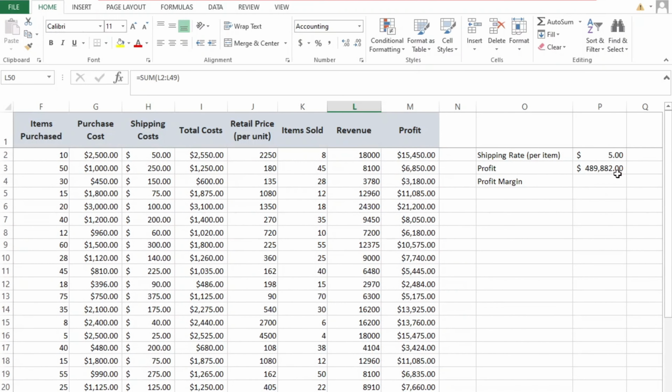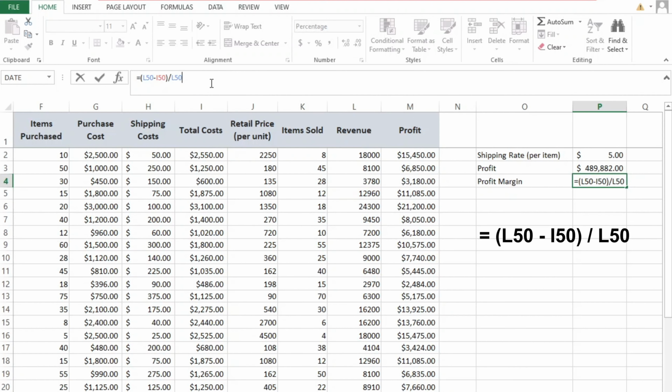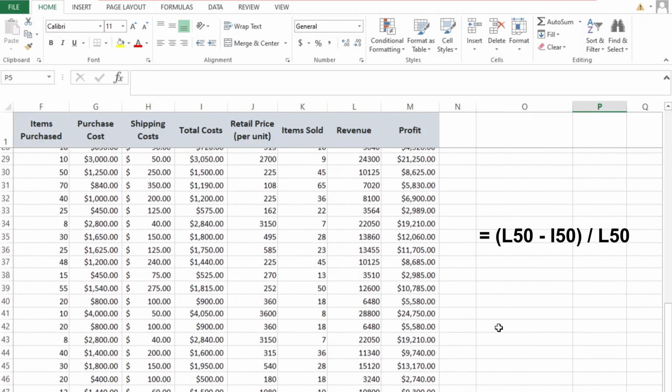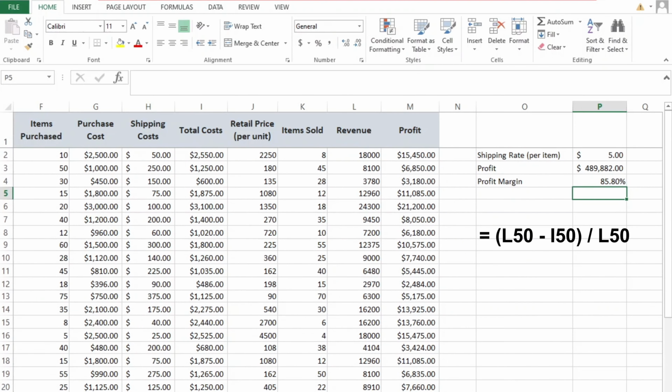The formula to calculate this profit margin involves subtracting the total cost from the total revenue and then dividing this difference by the total revenue. The formula will look like this: =(L50-I50)/L50. This formula computes the difference between total revenue and total cost, then divides this by the total revenue. Once set in cell P4, Excel will swiftly determine the profit margin, showcasing the percentage of sales that translate into profit.